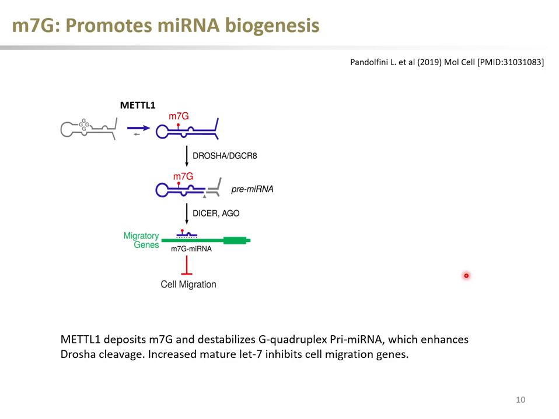For example, m7G modification can be installed by the writer protein METTL1 in the G-quadruplex structure in the primary microRNA, destabilizes it, and opens it up for Drosha processing. This m7G in the microRNA precursor is carried over to the mature let-7 microRNA, which inhibits a set of mRNAs involved in cell migration.